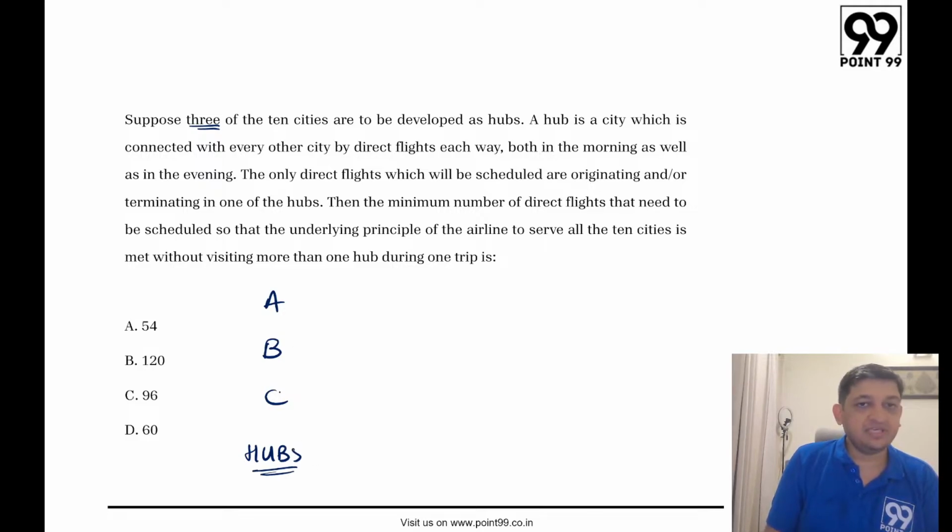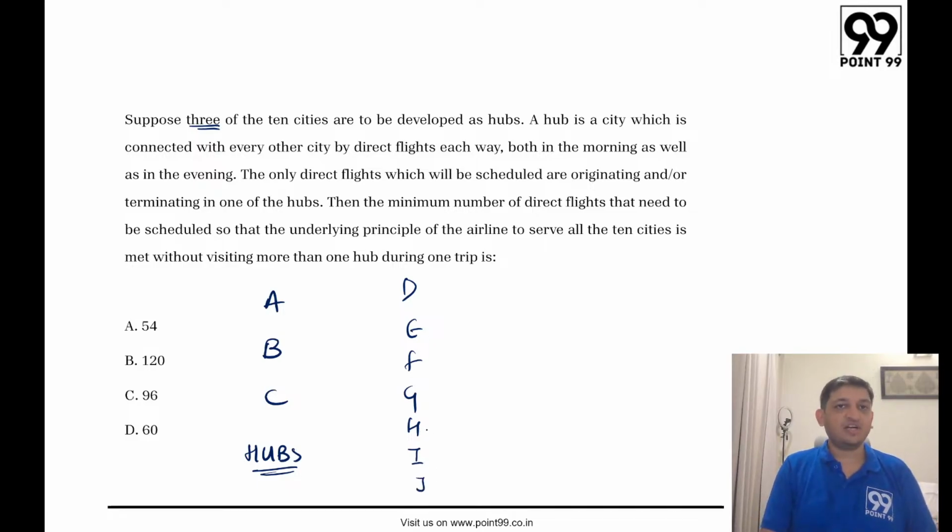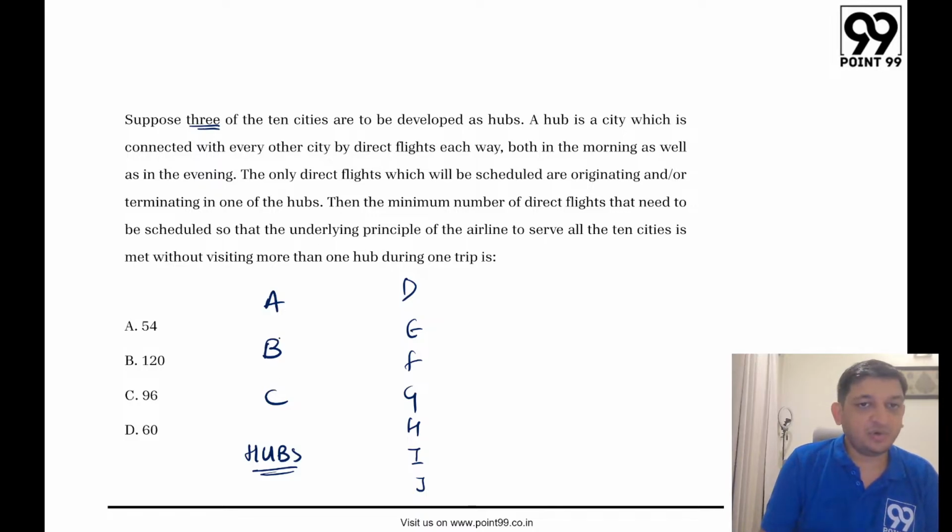Fine. A, B, C become hubs here, and the other 7 cities are not hubs. So D, E, F, G, H, I, J. These 7 cities are not hubs. Now we are saying that a hub is a city which is connected with every other city, including the other 2 hubs as well, both in the morning as well as in the evening. The only direct flights which will be scheduled are originating and or terminating in one of the hubs.